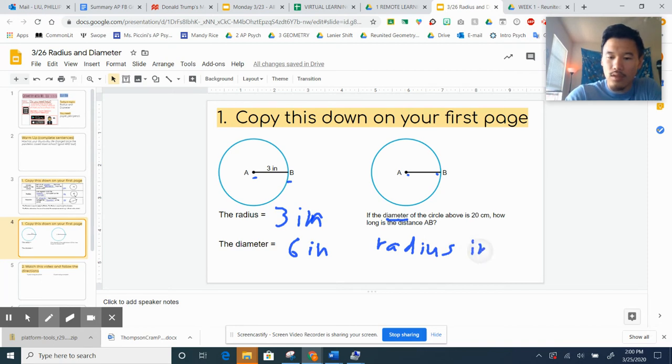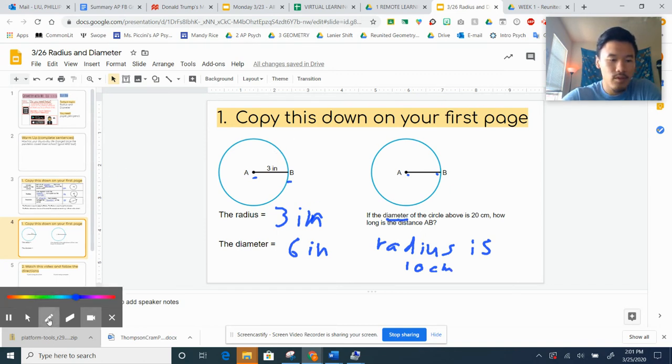is, oh, let me redo that. How do I undo that? There we go. Is 10 centimeters. Yeah. Okay. So once you copy that down, move on to the next part.